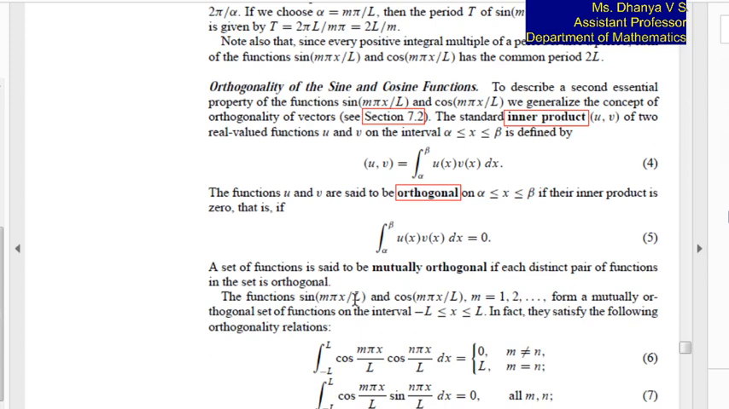A set of functions, that is, if we have more than two functions, say u, v, and w, is said to be mutually orthogonal. I will show you. If you have three functions, say u, v, w.